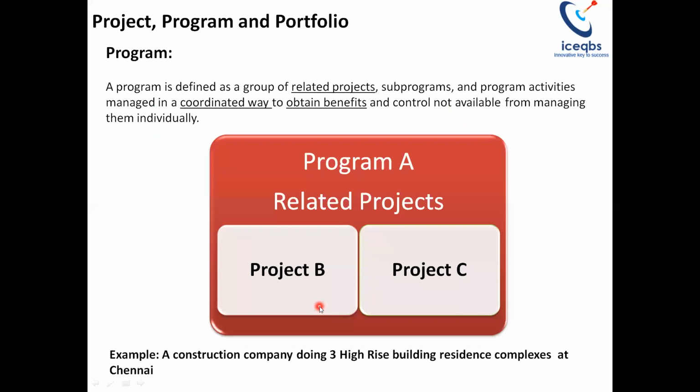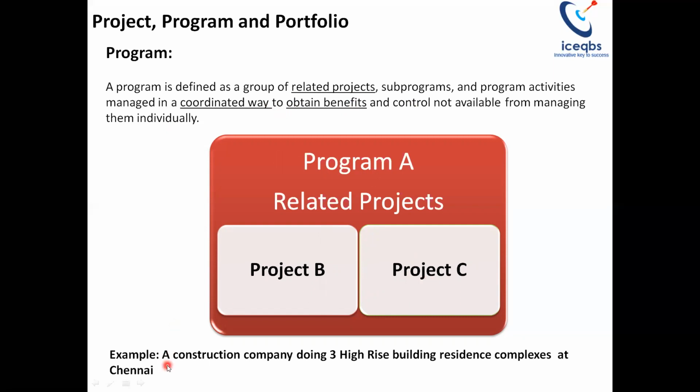Then we move on to the next topic, that is program. A program is a group of related projects, sub-programs and program activities managed in a coordinated way to obtain benefits and controls not available from managing them individually. So a program is a collection of related projects, so the success of the program will depend upon the success of the individual, related projects.